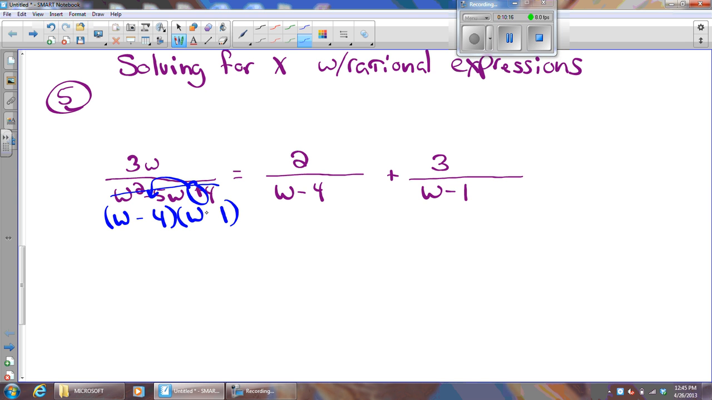Bam, bam. So now most of you can tell me that the LCD for this problem is the quantity of w minus 4 times the quantity of w minus 1. And you're absolutely right. And let's see here. I don't want to move that whole thing. So I'm going to go ahead and just clone this.